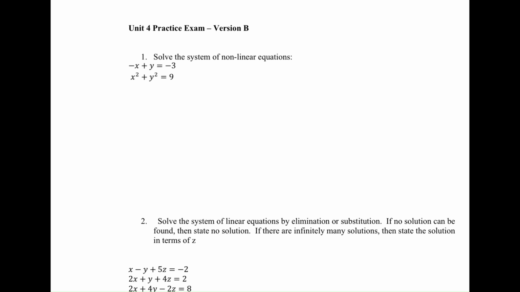This is Unit 4 Practice Exam Version B, Solutions. Question 1, we have a system. This is a linear equation, but this is a nonlinear.